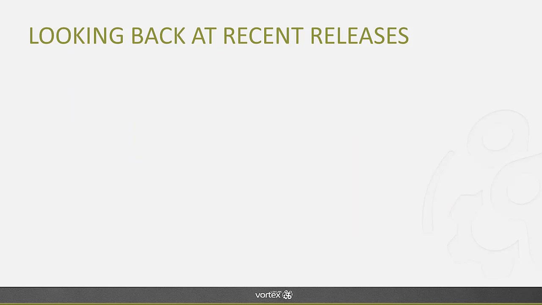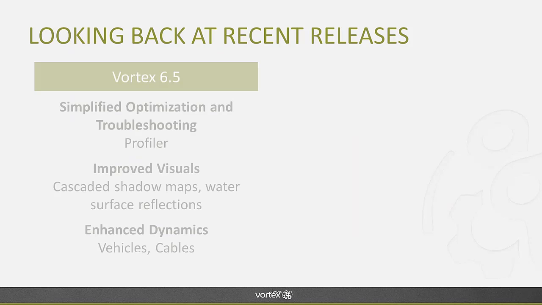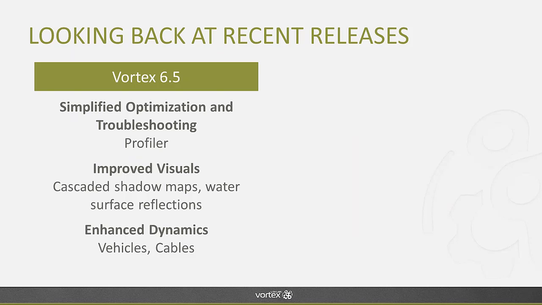All right, so if we take a quick look back at recent releases. Now, Vortex 6.5, which was released about a year ago, included features that worked towards three main themes. First, it was to simplify optimization and troubleshooting. And Vortex 6.5 saw the launch of the Profiler tool in both the editor and the player. This provided you with a deep inside view on how much time each resource in your simulation took to load. Now, this is great to identify areas where you can improve during a simulation that's not performing as expected.